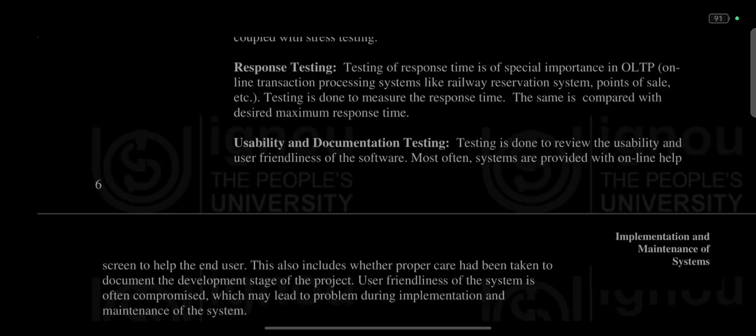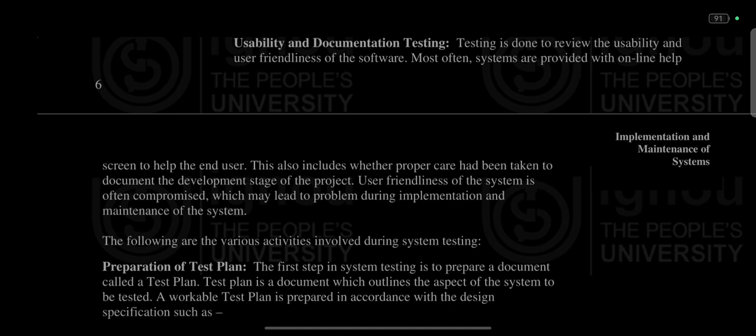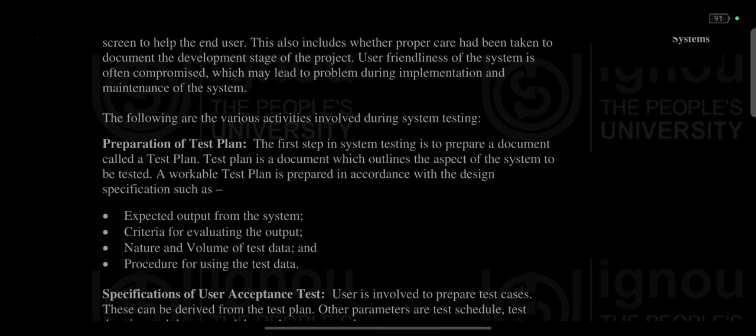Usability and documentation testing. Testing is done to review the usability and user friendliness of the software. Most often, systems are provided with online help screens to help the end user. This also includes whether proper care has been taken to document the development stage of the project. User friendliness of the system is often compromised, which may lead to problems during implementation and maintenance of the system.